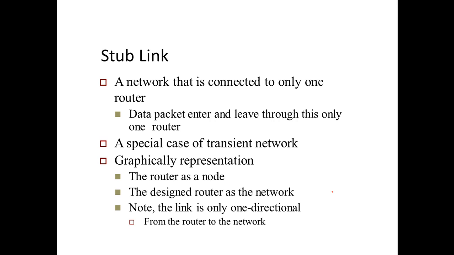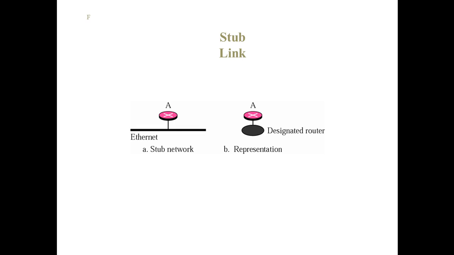The third one is a stub. A stub is a kind of network, or you can say a link, that is connected to only one router. So data packets enter and leave through only this one router. This kind of link is known as a stub link, in which there is only one router.